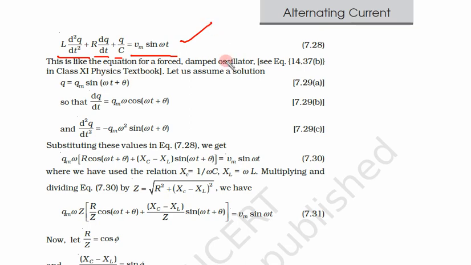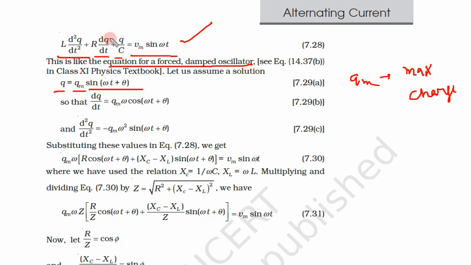In class 11 we learned the equation for a forced damped oscillator. So this equation is very similar to that equation. Now let us assume a solution. What is the solution of this problem? Let us assume the solution is q = Qm sin(omega t + theta), where Qm is the maximum value of charge. This is very similar to Vm or Im. This is maximum charge, because our whole equation is now in charge.